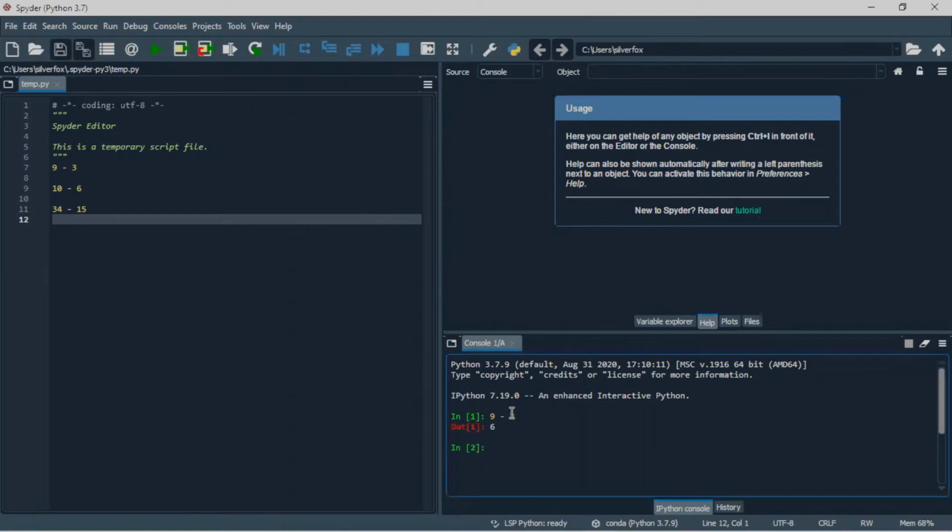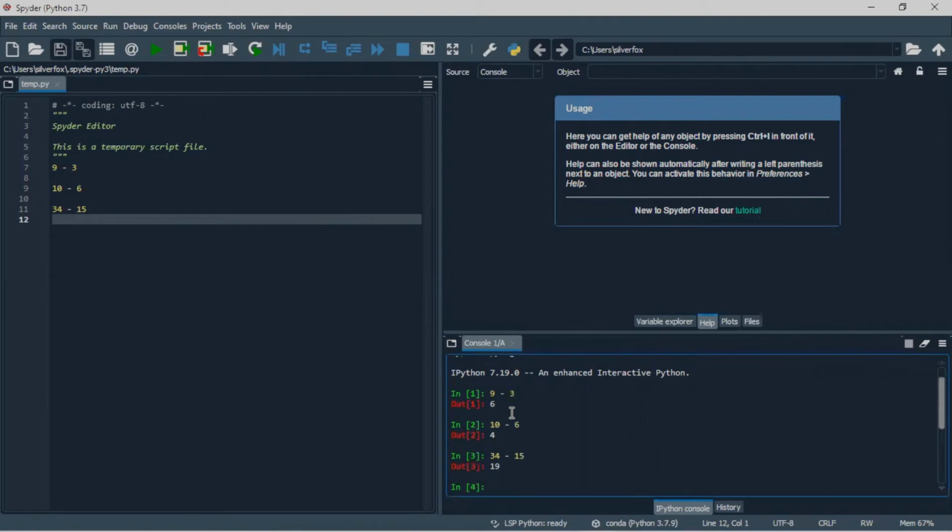And another problem, which we'll go with, is 10 subtract 6. That is 4. And the last one of our examples is going to be 34 subtract 15. That is 19. Yeah, with Python, it's pretty straightforward.